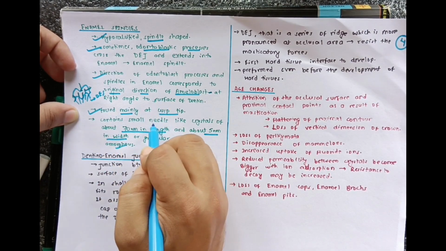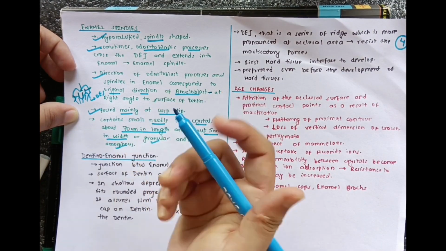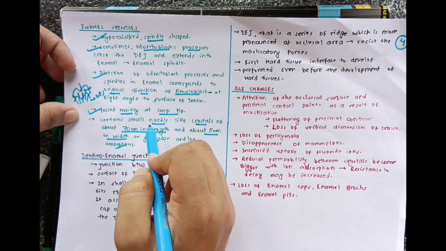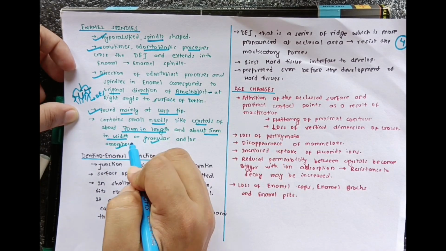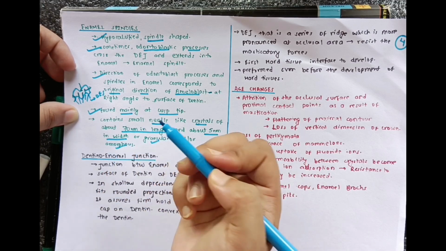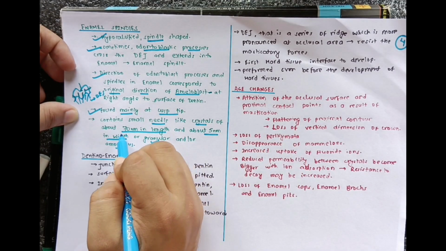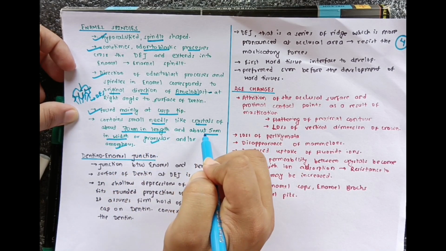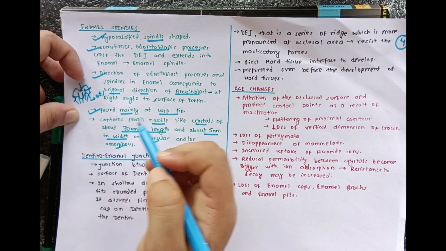So it may contain small needle-like crystals, or it may also contain granular-like structures or amorphous structures. If it contains the crystals, the dimension of the crystals would be 70 nanometer in length and about 5 nanometer in width.